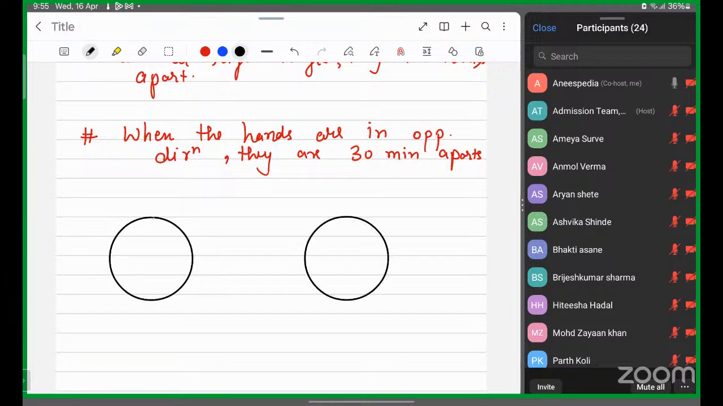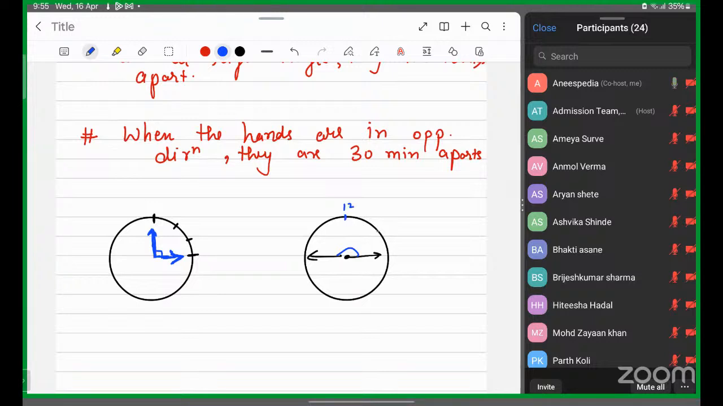So let's say this is 12, 1, 2, and 3. So there will be 15 minutes here, right? And this will be here. And if they are in opposite, one is here, one is here, then this is 180 degrees, but the time will be 30 minutes.